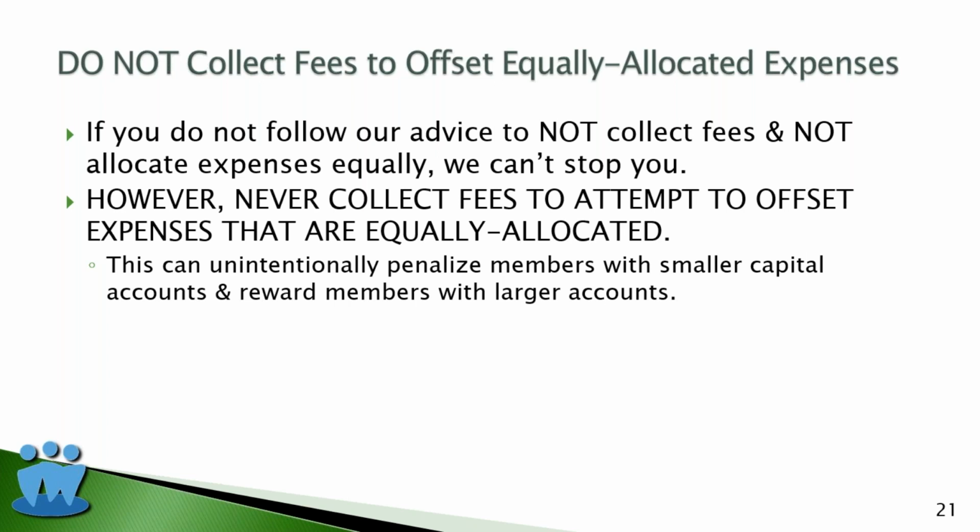When you collect, so you've got an expense and you're going to equally allocate that expense, and now you're going to collect a fee from every member to cover their expense. When you enter this in the books, the way that unit value accounting works, and you pay the expense, you're going to end up penalizing the members with smaller capital accounts and reward the members with the larger accounts. So in the end, the number of units gets impacted because the expense reduces the value of the unit when you pay the expense out of the books.